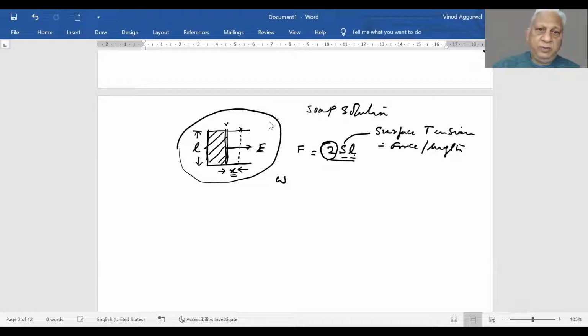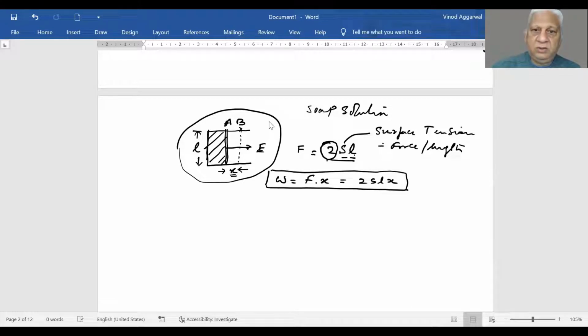So the work done would be how much? Force into distance, which is equal to 2SL times x. So by stretching this soap loop from position A to position B, we have done so much work, and this is on account of surface energy, because we have created more surface.